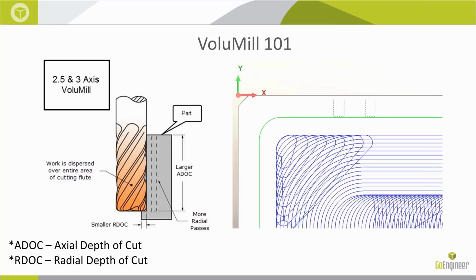The other benefit to VoluMill is that it doesn't have any sharp edges. As you can see in the image on the right side, there are a lot of arc movements, and it's constant engagement of material. The cool thing about that is that it puts even pressure, or even loading, on the cutting tool, so you're not going to have chirping, if at all, when it gets into sharp corners and whatnot.